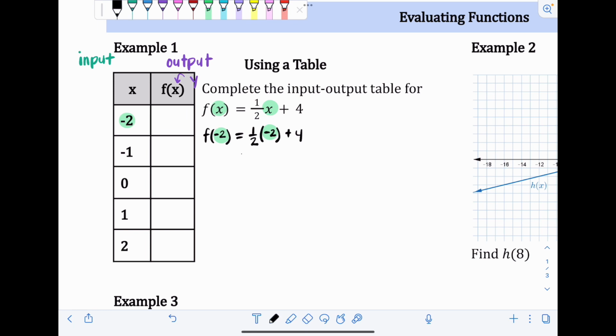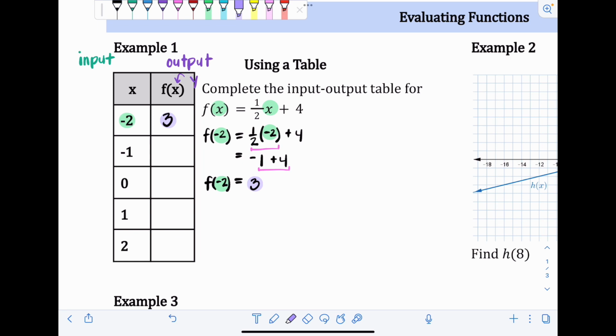Okay, so I'm just going to draw the equal sign, and we'll simplify the right side of it for now. So remember, when we simplify, we use order of operations, so we'd have to multiply before adding. So I would multiply 1/2 times -2. So half of -2 would be -1, and then +4. And then now that we've multiplied, we can go ahead and add these two together. So it'd be -1 plus 4 is +3. So f of -2 is +3. So that +3 goes next to the -2 on the right side of the table.